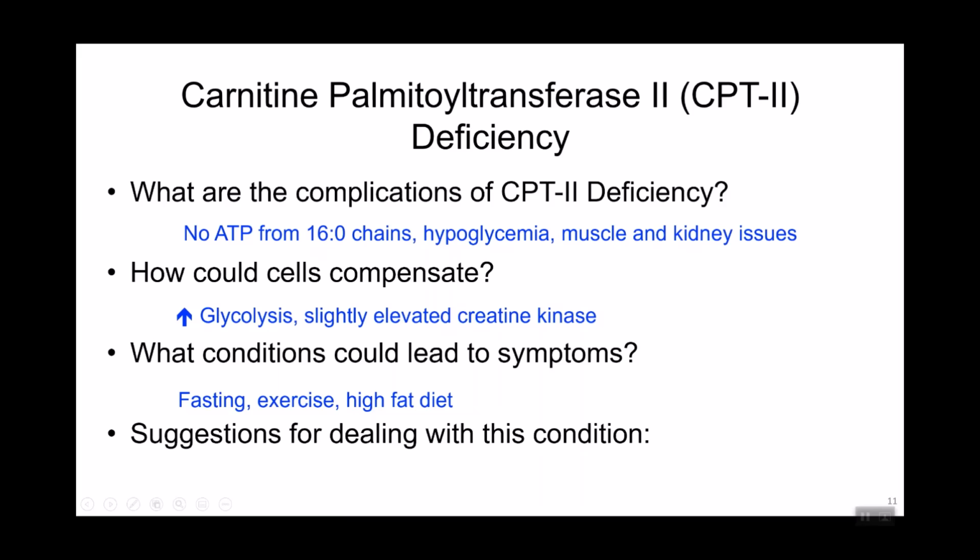Also, if they were consuming lots of fats and not a lot of carbohydrates, then they won't be able to get energy from the 16:0 chains from their diet, and they also won't be filling up their glycogen stores. So what suggestions would you have for someone that's dealing with this deficiency?